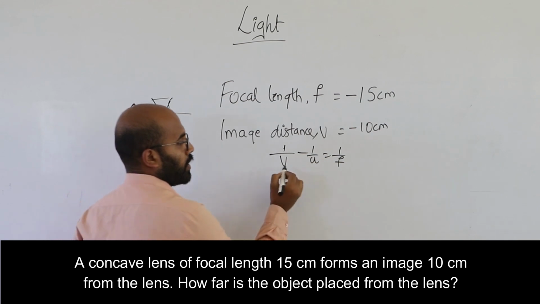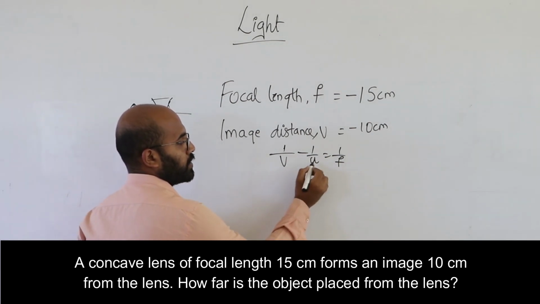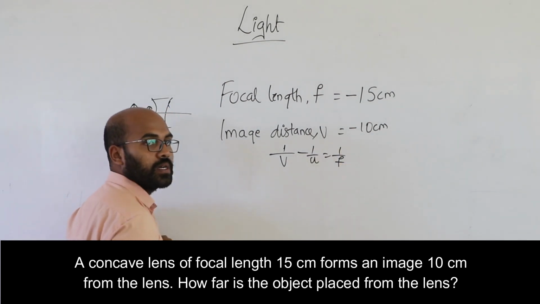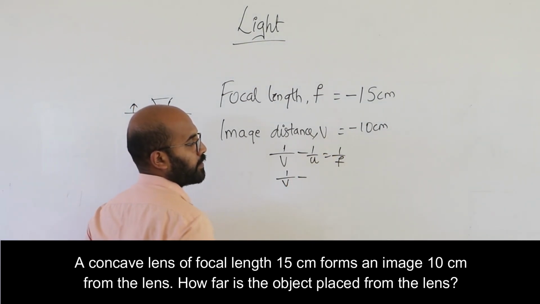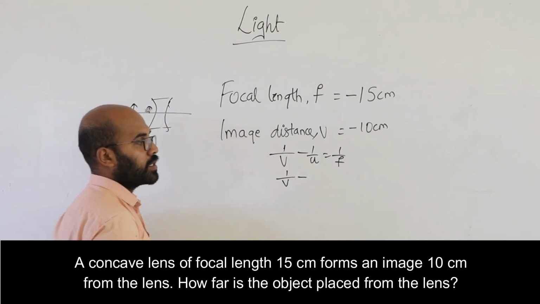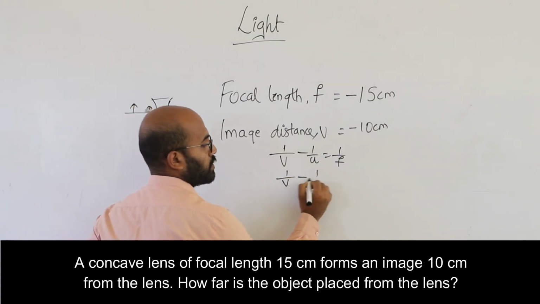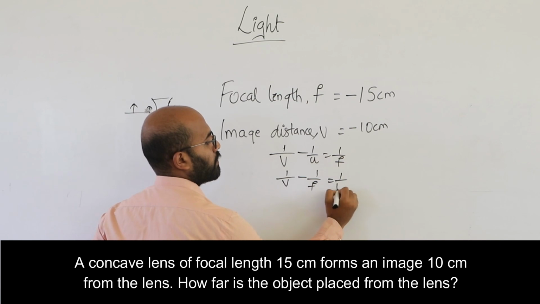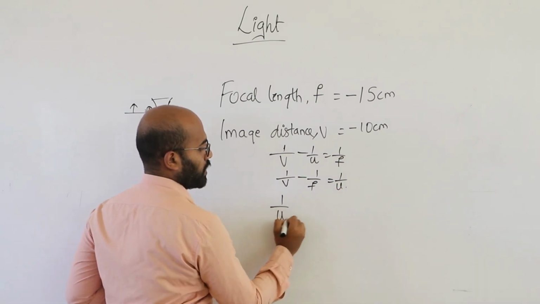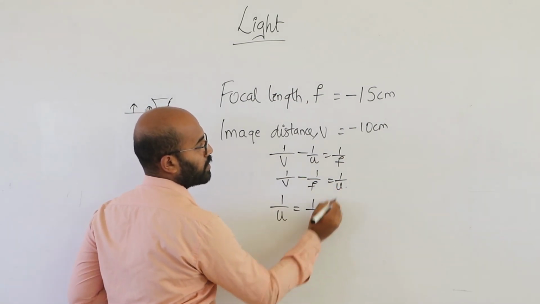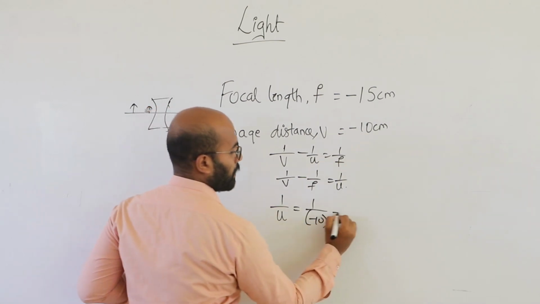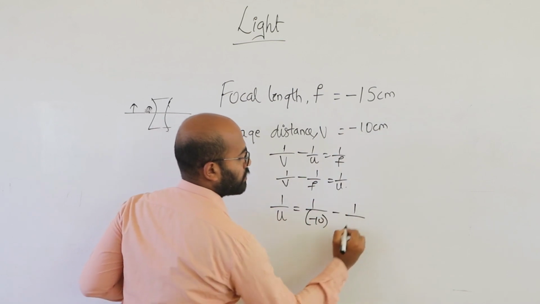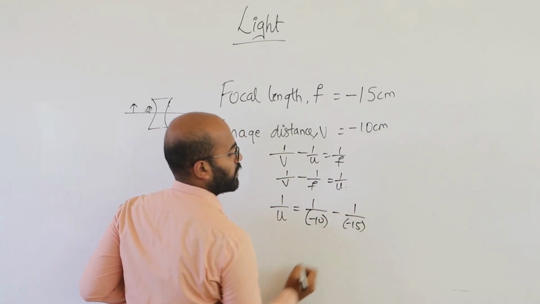So I know what is v, I know what is f. So let me take u on to the RHS. It becomes 1 by v. When 1 by f comes to the LHS, it becomes minus 1 by f. It is 1 by u. So what is the value of v? It is minus 10. So write it inside the bracket. Minus 1 by f, f is minus 15, that is minus 1 by minus 15.